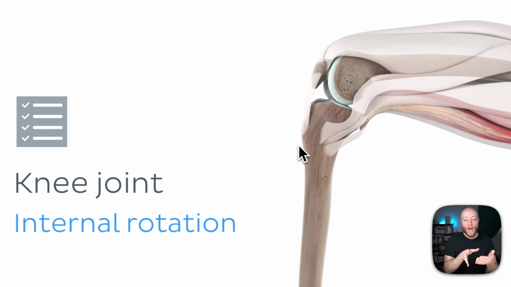All right, so what happened is it just turned internally, turned medially. That is what we get from the semimembranosus. That is its third action. So we had extension of the hip, flexion of the knee, and internal rotation of the knee.